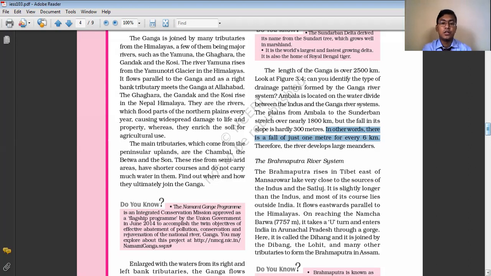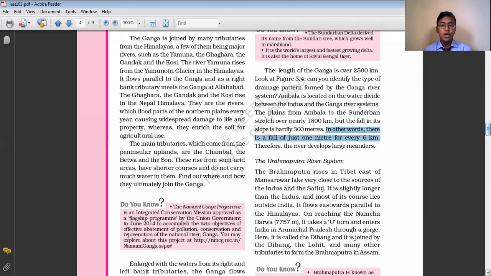It causes pollution of river Ganga. And if you see the data, you will see that the two most polluted rivers of our country are the Ganga and the Yamuna.